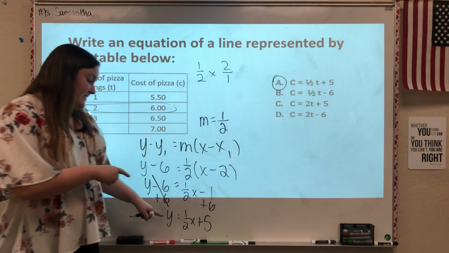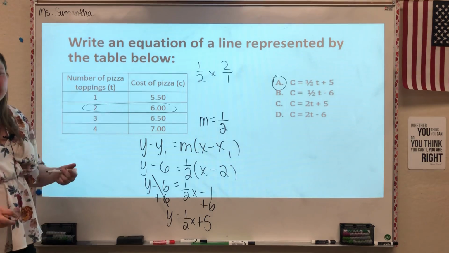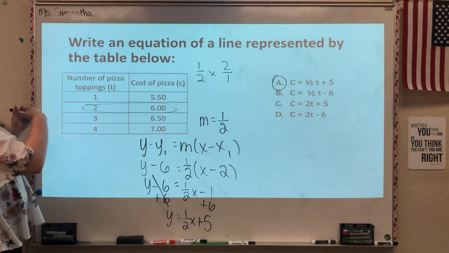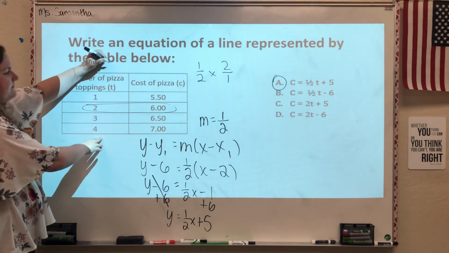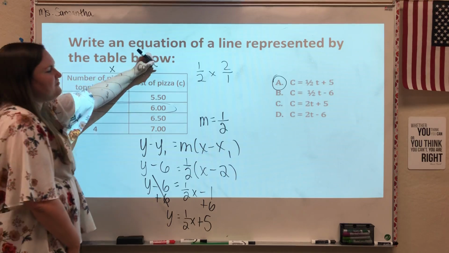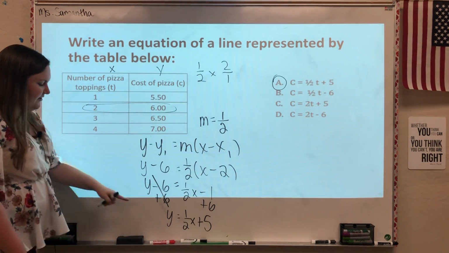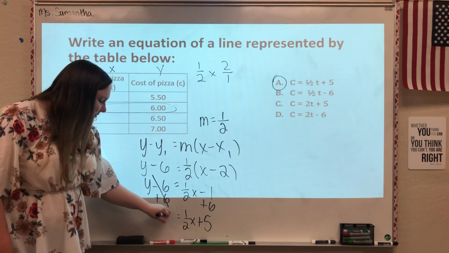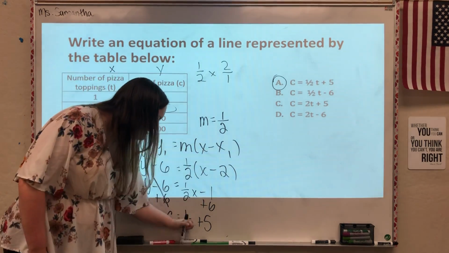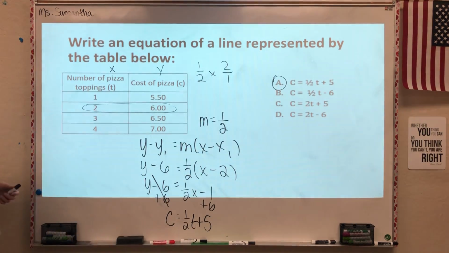Sometimes it's hard for students to figure out which one should go where. Should it say c equals or t equals? Just think about where these variables are compared to x and y. Normally this first column is x. That means I want to change x to t. And normally the second column is y. So I would change y to c. So that would let me say, okay, instead of y equals, it'll be c equals. Instead of x, it'll be t, which is how I get this equation here.